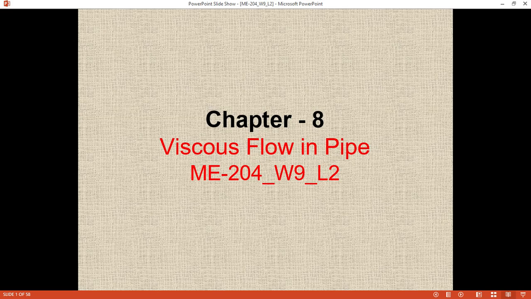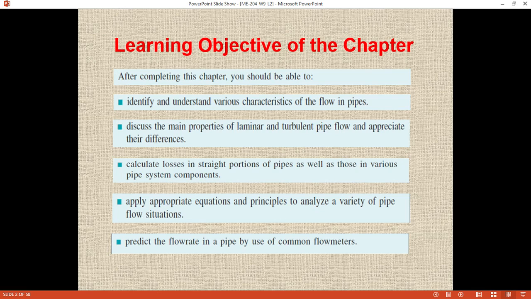So we are continuing chapter number 8, viscous flow in pipe. The learning objective of this chapter we have discussed in the previous lecture. At the moment we are covering some part of this learning objective, which is to identify and understand various characteristics of the flow in the pipe.